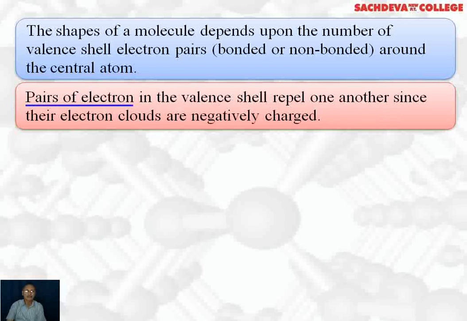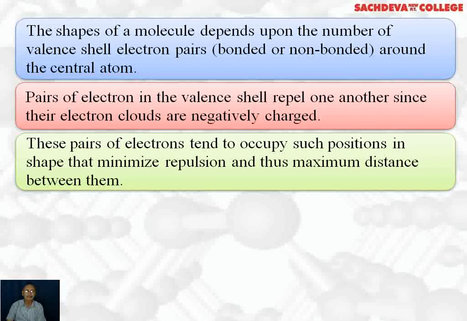Pairs of electrons in the valence shell repel each other. All the electrons will repel each other, so pairs of electrons also repel each other. And why do they repel each other? Because the electron clouds are negatively charged and similarly charged species will repel each other.